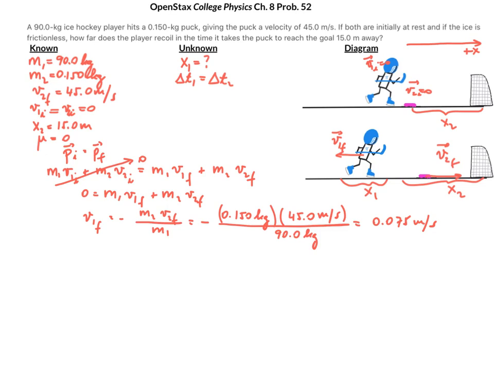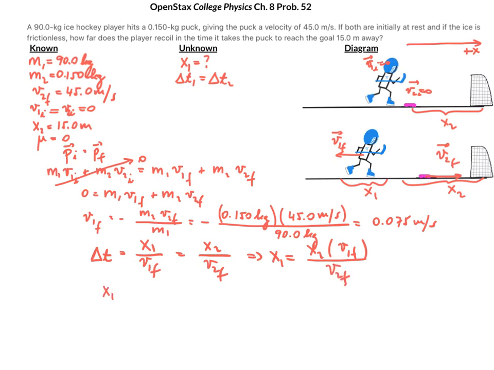So now we know that the hockey player and the puck travel the same amount of time, and the puck covers 15 meters in that amount of time. We want to know how far the hockey player will go. So I'll say that the delta t, which is delta t1 or delta t2, is equal to x1 divided by v1 final, and it's also equal to x2 divided by v2 final. So what I'm looking for in here is the x1. So x1 will be x2 times v1 final divided by v2 final.